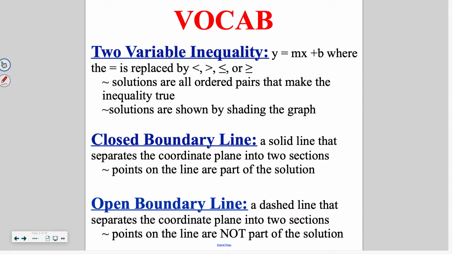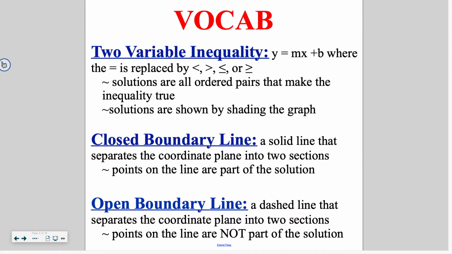There are two different types of linear inequalities when it comes to two variables. The first one is a closed boundary line inequality, and this is graphed with a solid line, much like you would normally graph a line. And then you are going to shade one of the sides of that line. The points on the line are included within the solution set. So anything that fell on the line would be part of the solution set.